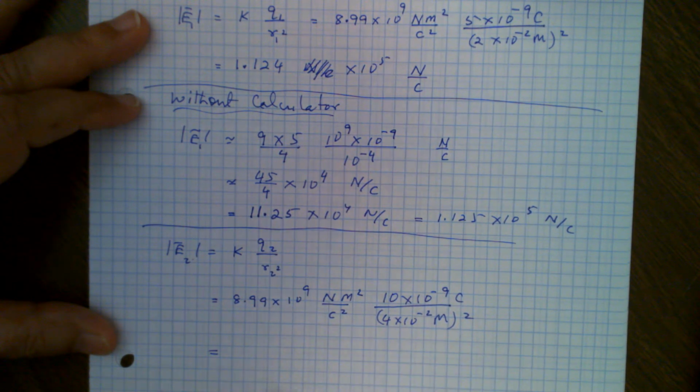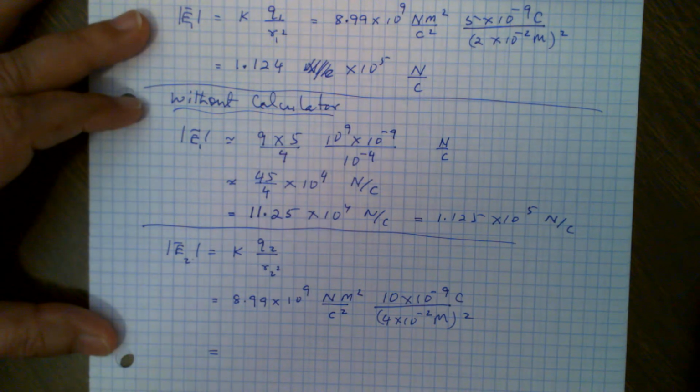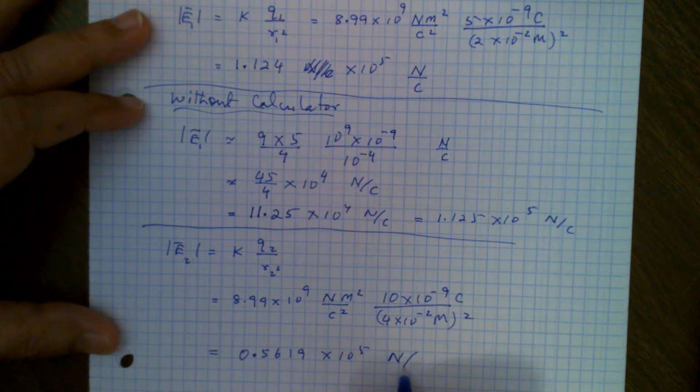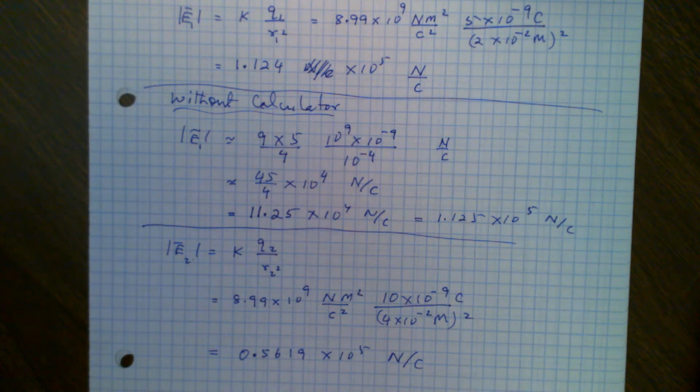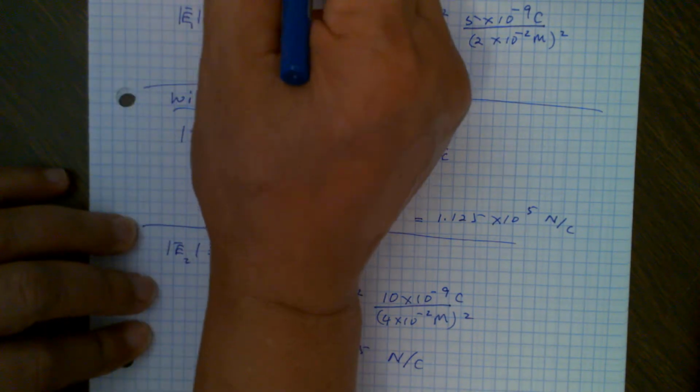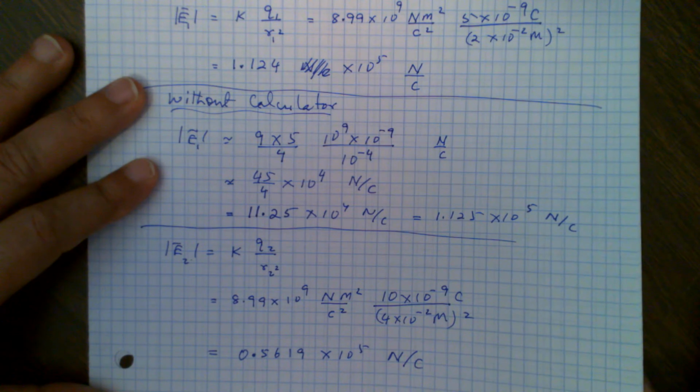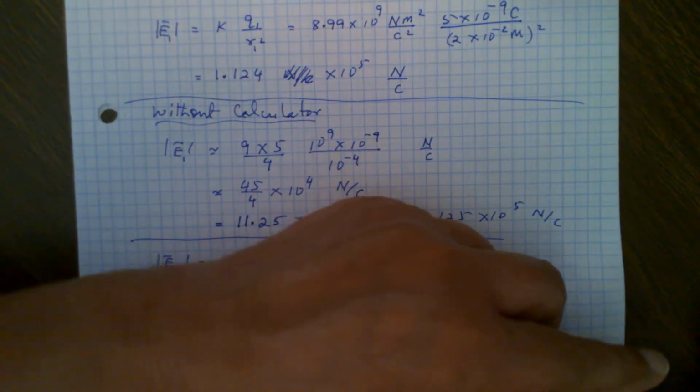Then you can plug it in your calculator, and the answer you will get, I'm just copying it down, is 0.5619 times 10 to the power 5 newtons per coulomb. Okay? Now we have the magnitude of E1 and E2. So all we have to do is find the resultant vector. So how do we do that?